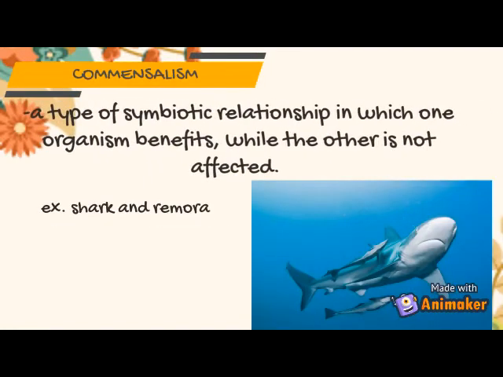Then we have Commensalism. A type of symbiotic relationship in which one organism benefits, while the other is not affected. An example of this is the relationship that exists between a shark and a small fish, called remora. The remora attaches itself to the shark's body, gets a free ride, and feeds on scraps of food left over by the shark. The shark, however, is not affected by the remora.